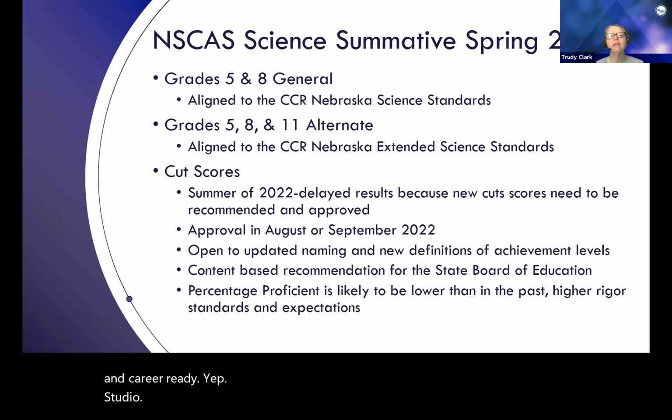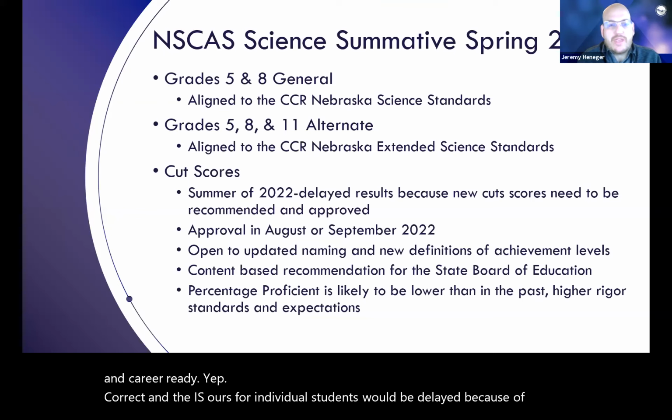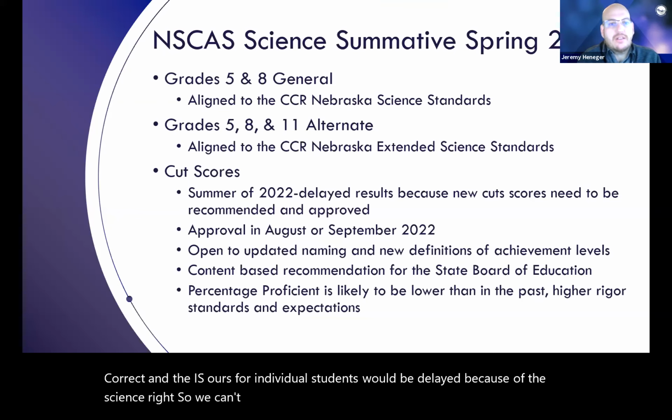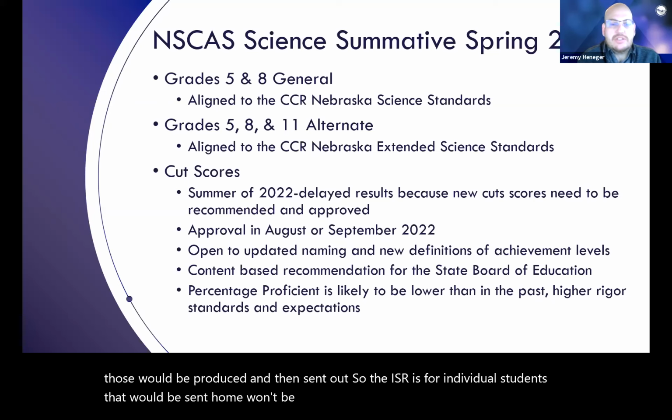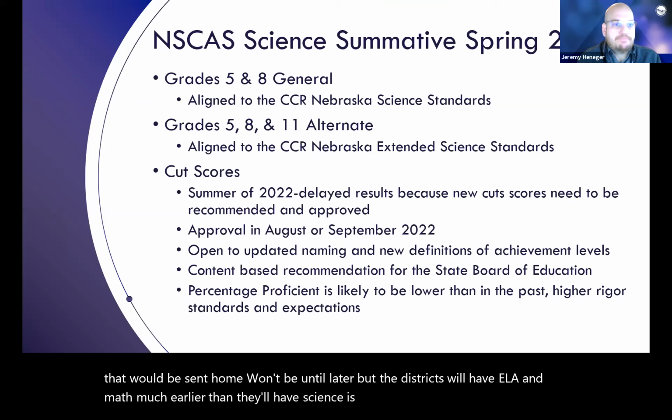Okay, and then the question is, the score reports for students won't be available for either test until fall, is that right? Correct. And the ISRs for individual students would be delayed because of the science, right? So we can't produce ISRs until the science cut scores are set, and then those would be produced and sent out. So the ISRs for individual students that would be sent home won't be until later, but the districts will have ELA and math much earlier than they'll have science, is the intention. Yes. All right, thank you.